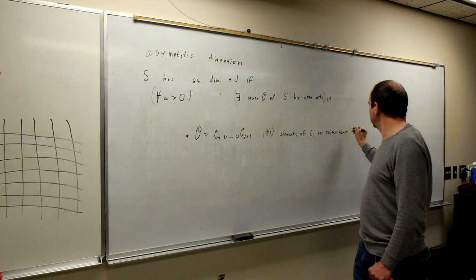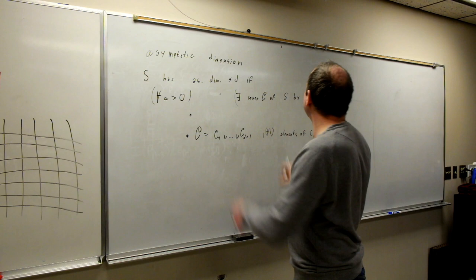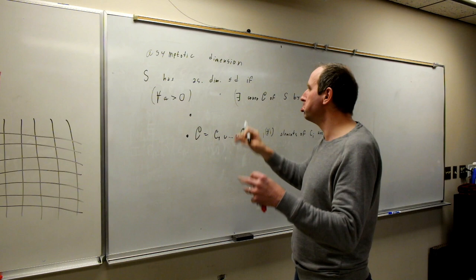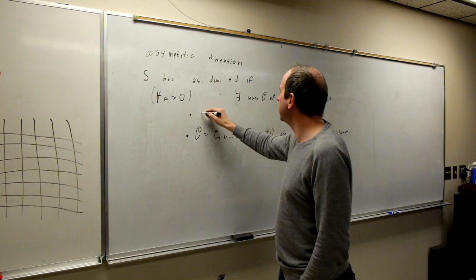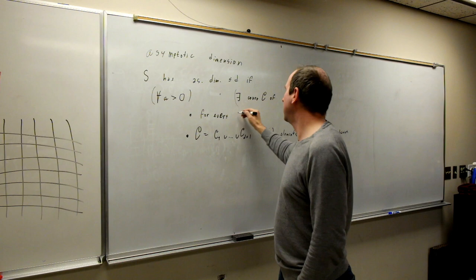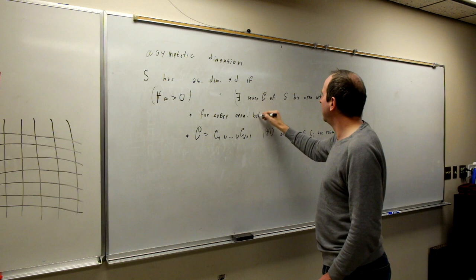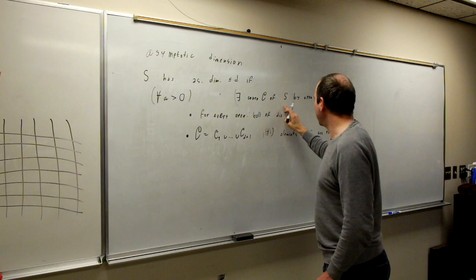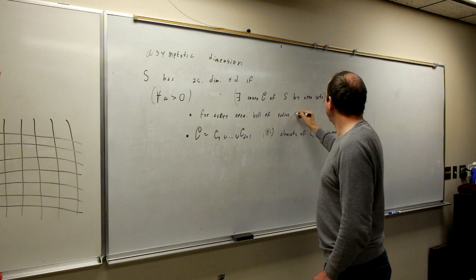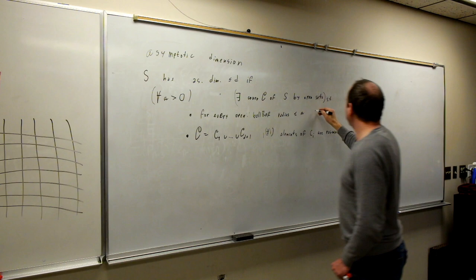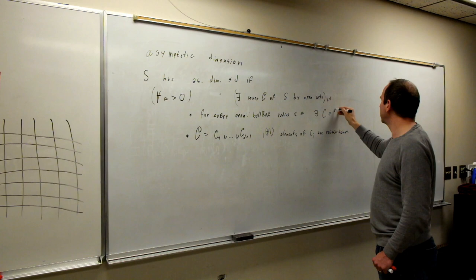And secondly, we will want that this cover kind of covers all balls of this size. So we will want that for every, doesn't really matter, but let's say open ball of radius at most A, there exists some element of the cover containing this ball.